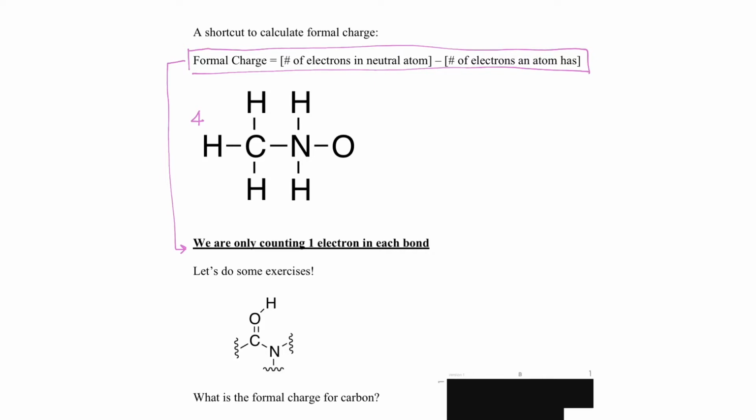Now let's do the same thing for nitrogen. Number of electrons in the neutral atom for nitrogen. That's going to be 5 for nitrogen. And number of electrons an atom currently has. That's going to be 1, 2, 3, and then 4. So we're going to do 5 minus 4, and that's going to be 1. Meaning that this nitrogen currently has a formal charge of +1.